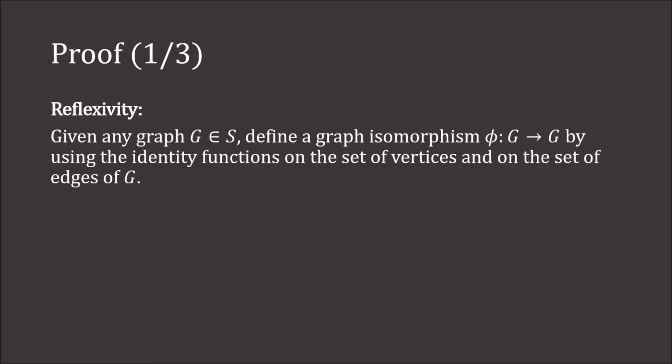So for reflexivity, given any graph G and S, define a graph isomorphism phi from G to G by using the identity functions on the set of vertices and on the set of edges. So this phi is essentially acting as a set of two functions, nu and epsilon. Now again, remember, nu goes from V to V, epsilon goes from E to E. Well, that's reflexive, right? G is isomorphic to itself. That's all we had to do, was find those one-to-one correspondences.